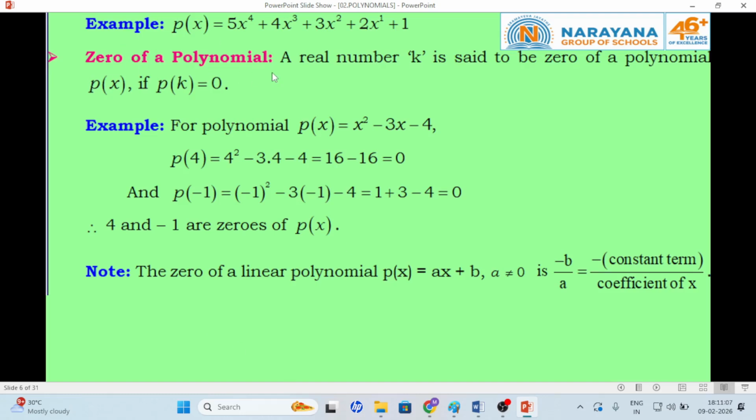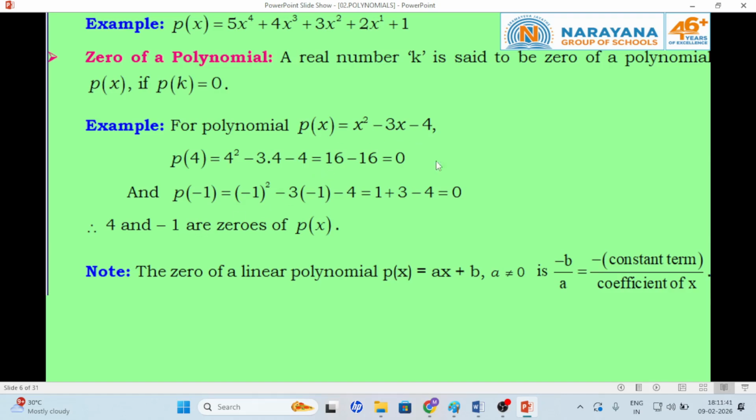So what is the zero of a polynomial? The value of the variable which makes the entire value of the polynomial 0 is called a zero of the polynomial. For example, if you substitute x equal to 4 in this polynomial, the entire value of the polynomial becomes 0. Therefore, x is equal to 4 is one of the zeros. Similarly, if you substitute x is equal to minus 1, then also the value of the total polynomial becomes 0. Therefore, the zeros of this polynomial are 4 and minus 1.